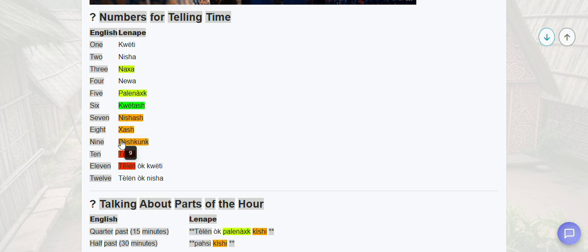And then the curveball is peshkunk, which has nothing to do with Noah. And then you have Tilan. And Tilan Okwati. So Tilan Ok, whatever the number is, Tilan Ok Nisha. And you could say Wimbot or Wimbot Okwati if you're speaking or learning Ontario, Delaware.